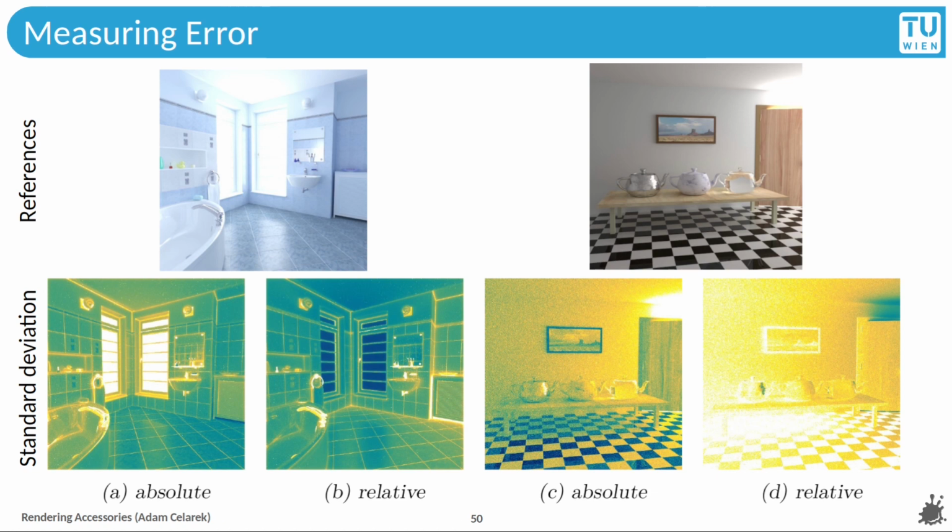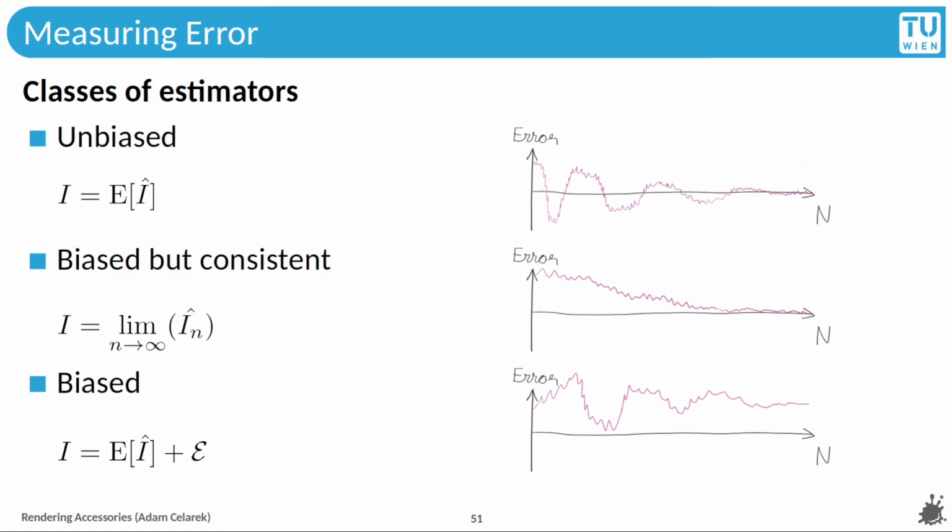In the first example on the left, it seems at first that the relative error is better, because in very bright areas we won't see the error anyways, like here in the window. But on the example on the right, we can see that the error can become very large in dark areas. One could say it explodes. In fact, it's needed to add an epsilon to the reference so that it doesn't produce nulls or not a number. But enough of that. Let's now look at classes of estimators.